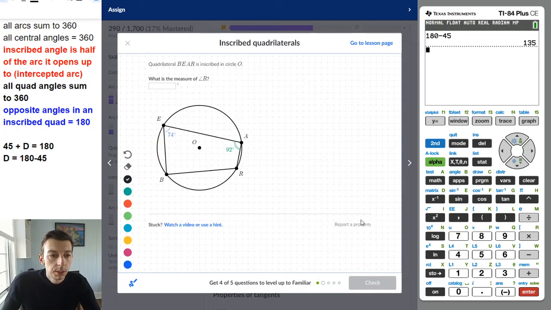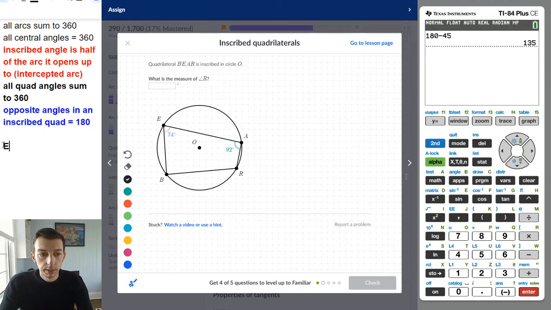Moving on to the next question, it says what's the measure of angle R in this shape? So again, I have a quadrilateral. I know that all four angles would have to add up to 360 degrees. So I'm actually going to find all the angles in this example, not just angle R. So I know that I have E is 74. I know that A is 92. So I want to find R, and I'm also going to find B.